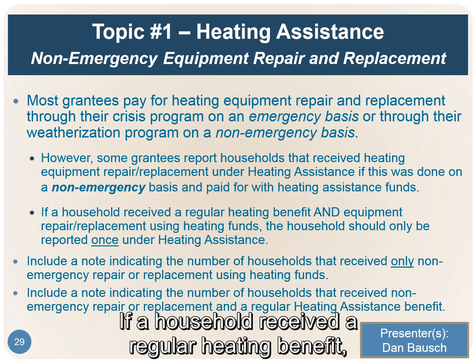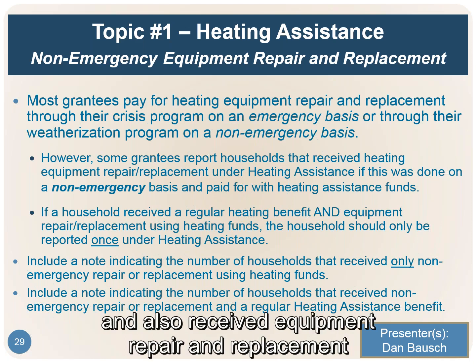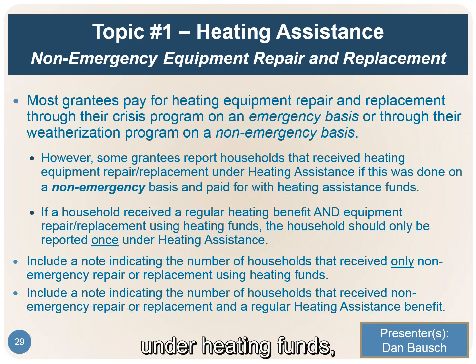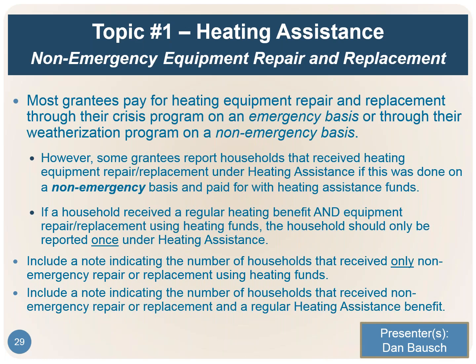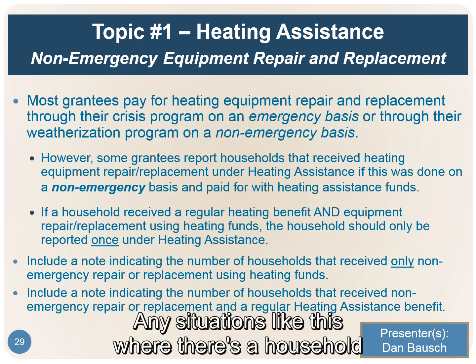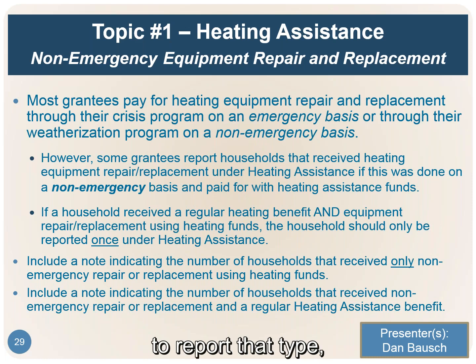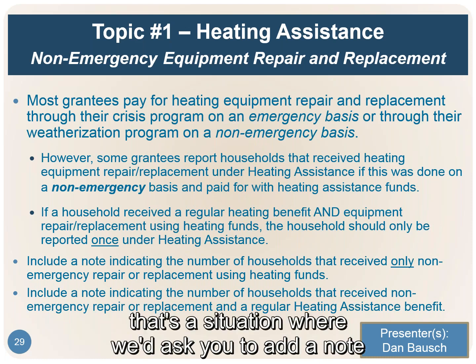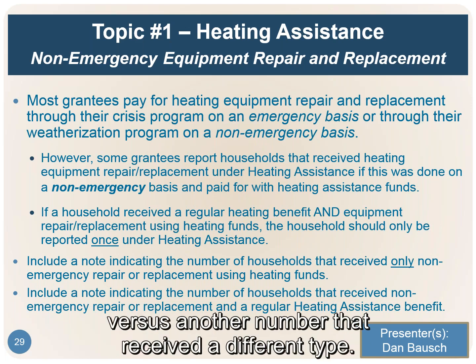If a household received a regular heating benefit, so money to pay a share of their heating expenses, and also received equipment repair and replacement under heating funds, then you would still want to report that household only once on this heating assistance line. And any situations like this where there's a household that received 2 different types of benefits, but there's only one line in the household report to report that type, that's a situation where we'd ask you to add a note and to clarify the number that got a certain type of benefit versus another number that received a different type.